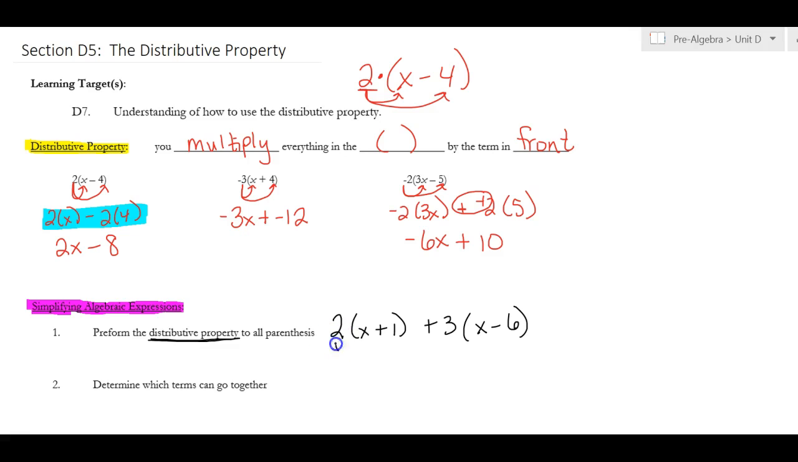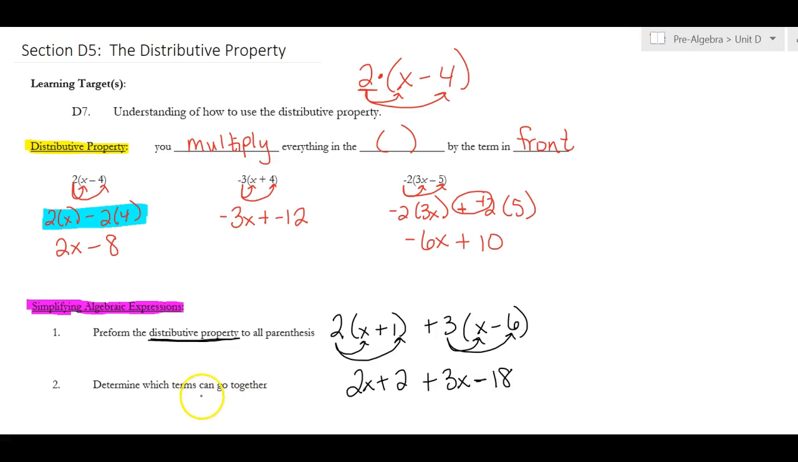So the first thing I do is I'm always going to distribute. So that gives me 2x plus 2. And this one gives me 3x. And then 3 times 6 is 18, but it's a minus.